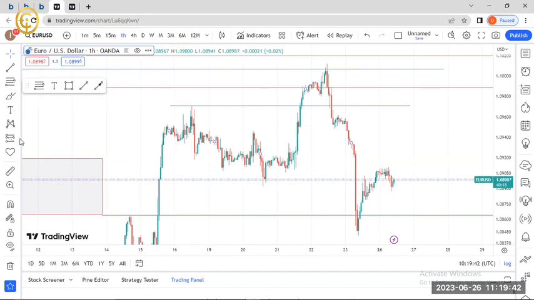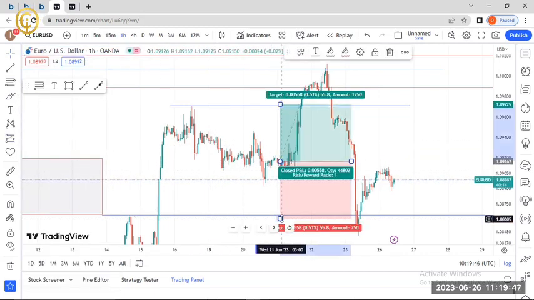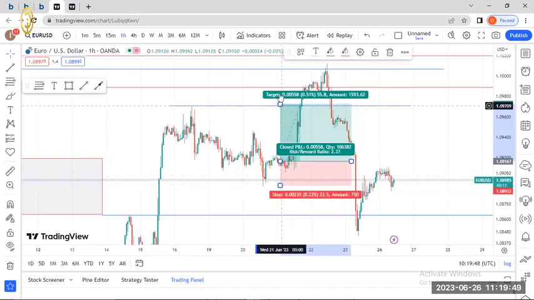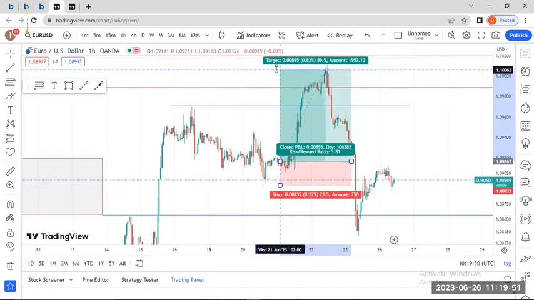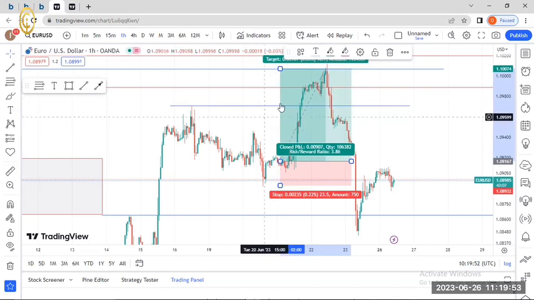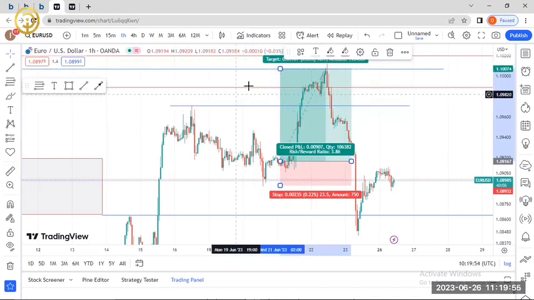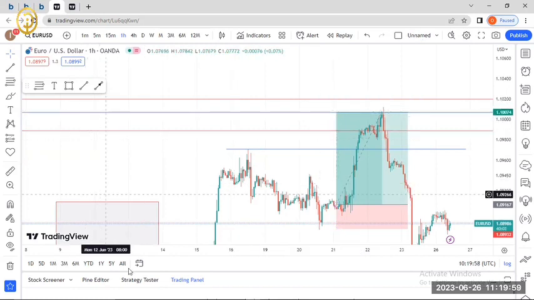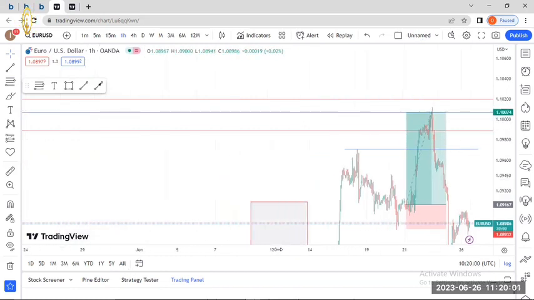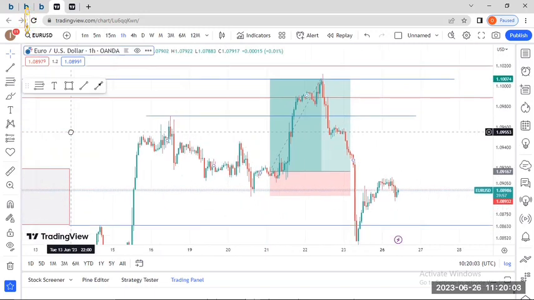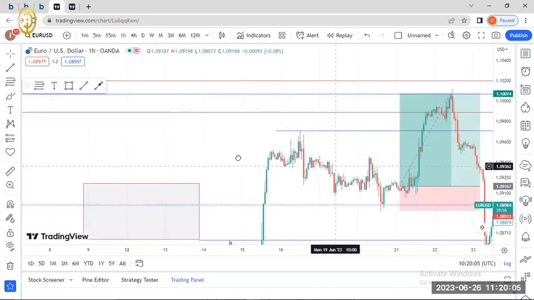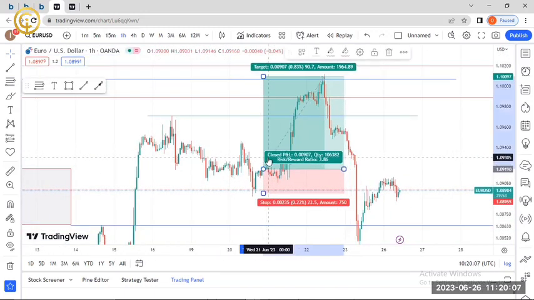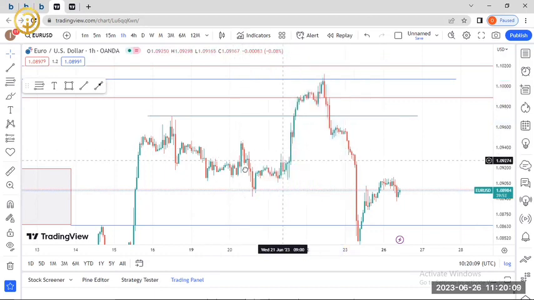So imagine the risk to reward here. That is 3.86. And now that is your daily high that we saw here. So that is it for the euro. And on Thursday, it reversed.